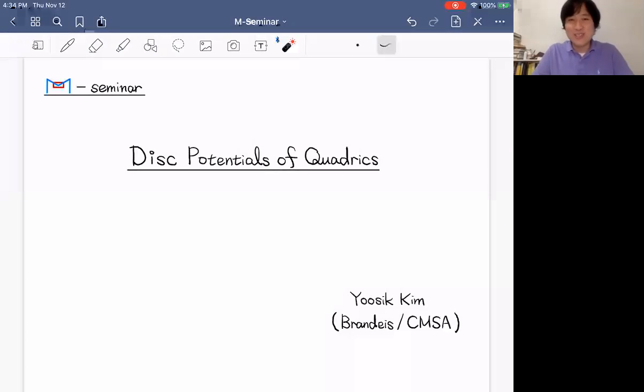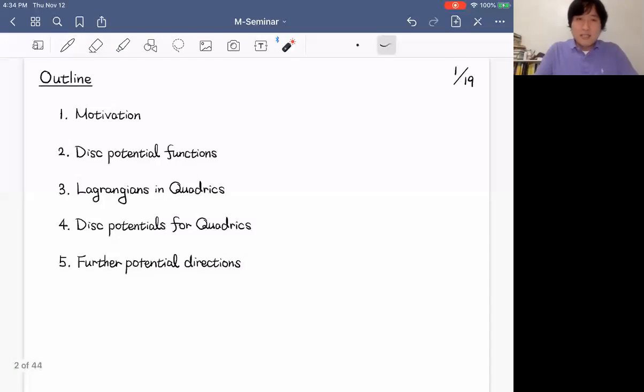Today I'm going to talk about the disk potential functions of quadric hypersurfaces in projective spaces. This is the outline of my talk. First, I'll put my research in a mirror symmetric context. Then, to make sure we are on the same page, I'll review the disk potential functions. I will construct a Lagrangian in a quadric hypersurface, and then compute the disk potential for them. Then we will also discuss further directions of possible applications.